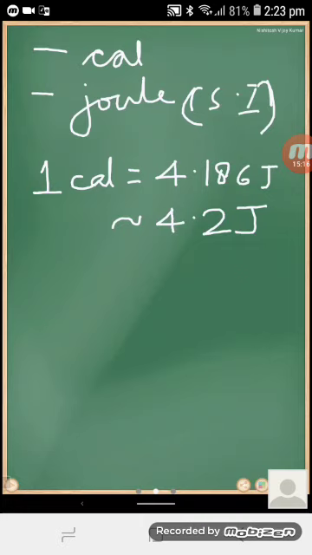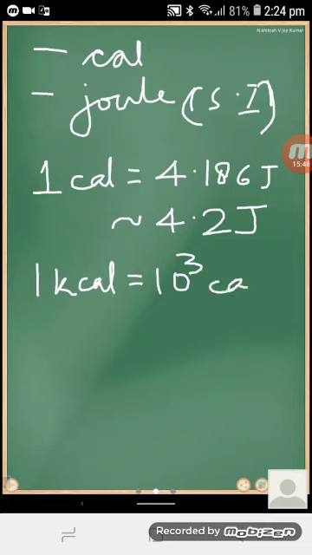Which means that to increase the temperature of 1 gram of water from 14.5 to 15.5, the amount of heat energy which is taken is 4.2 joule, or equivalent to 4.2 joule, or we call it 1 calorie. Similarly, higher units also we have: 1 kilocalorie, and 1 kilocalorie will be equal to 10 to the power 3 calories, and 1 kilocalorie will be nearly equal to 4200 joules.